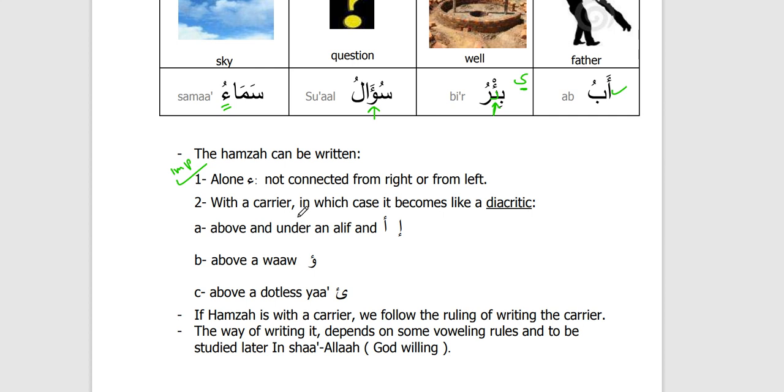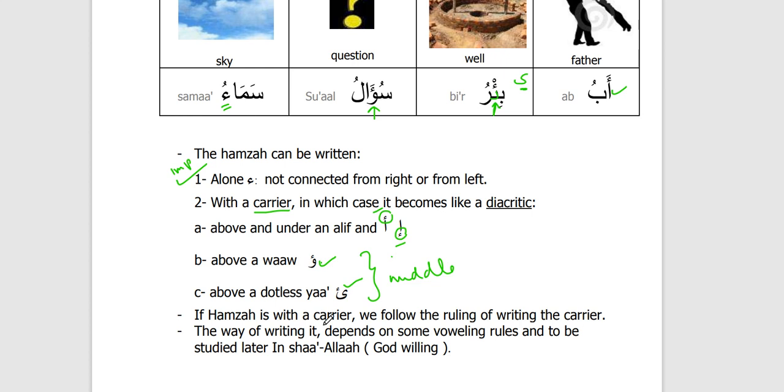With a carrier, carrier means with the seat in which it comes, like a diacritic, that is above or under an alif. Now why does hamza come under an alif and above an alif? When there is a fatha, it comes above the alif. When there is a kasra, it comes below the alif. So that is the rule. Sometimes above a waw, sometimes above a dotless ya. Both the waw seat and the dotless ya seat come when hamza is in between. Remember that, when it is in the middle.